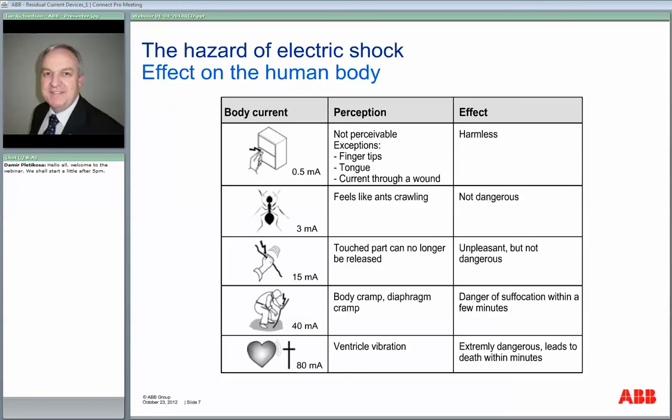At 40 milliamps, we're getting a little bit more severe, and what can happen there is the diaphragm will actually cramp completely and prevent you from breathing, and you can literally die of suffocation. And of course, when we get into the higher levels of current, we're still only in the milliamp range. At 80 milliamps, the heart will almost definitely go into ventricular fibrillation. And it's extremely dangerous, and it can certainly result in death very, very swiftly.